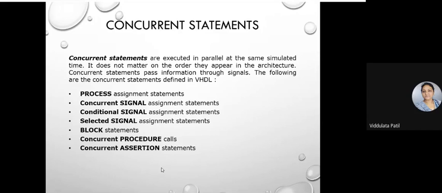We are using the process assignment statement, then the concurrent signal assignment statement, the conditional signal assignment statement, the selected signal assignment statement, the block statement, then concurrent procedure call and concurrent assertion statement. So these are the different types of statements that we use in a concurrent statement or data flow model. We are going to discuss all these statements in the next lecture.